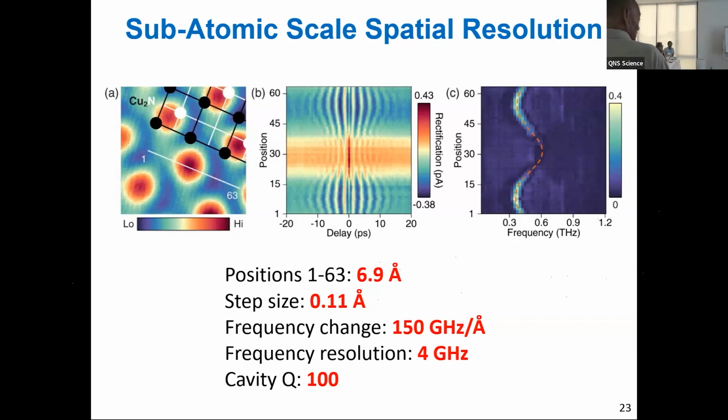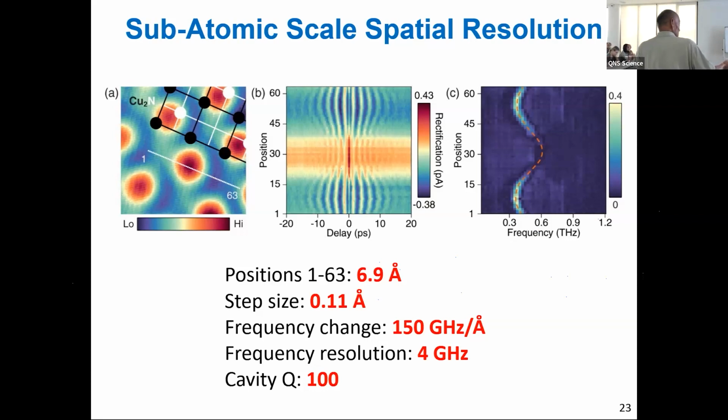So we have a frequency resolution of 4 gigahertz, and the cavity again has a Q of 100. So you can sense a change in this oscillation frequency with about 0.2 angstrom of change. So the electric field or the charge on the surface is varying from point to point, 0.2 angstrom. You can resolve the effect of this difference in the field from the frequency of oscillation.